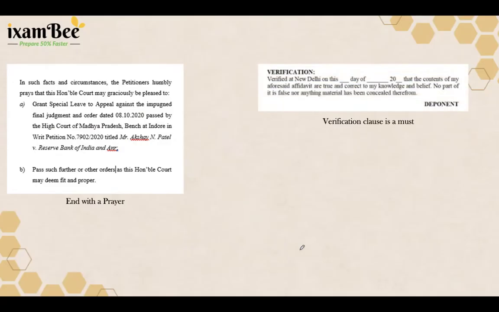So, this is one of the model verifications that you can have a look at, or you can start off by something like: I, Rajesh Kumar, do hereby verify that paragraphs 1 to 5 are true to my knowledge and paragraphs 6 to 8 are based on information believed to be true. And then you say that it is verified at XYZ city on so and so date, right? So always remember that you sign and you also add a date below this clause.